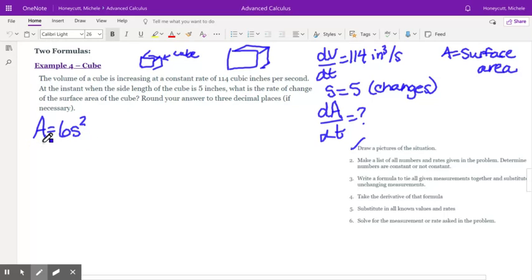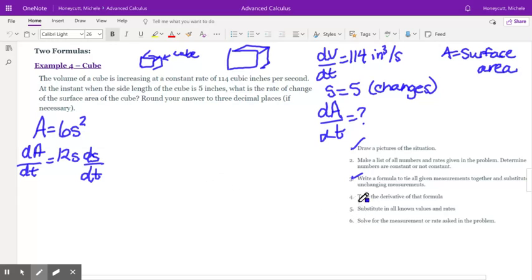Is the area constant? Surface area, no, because the cube is growing, so the area is going to increase. Is the side constant? No, if the cube is growing, the side length is also going to increase. So there's nothing to substitute in. Now it's time to differentiate. All right, dA/dt equals the derivative of 6s squared, which is 12s ds/dt.